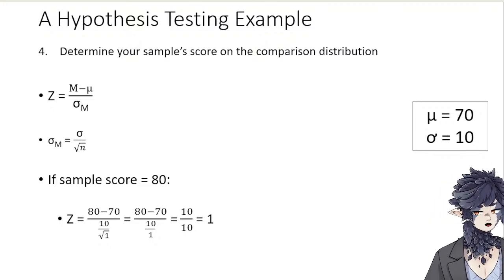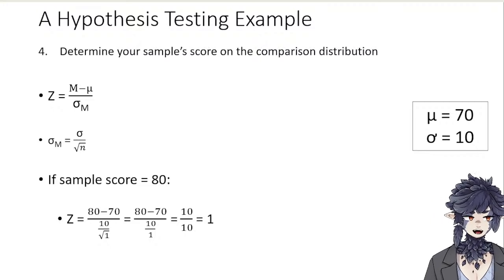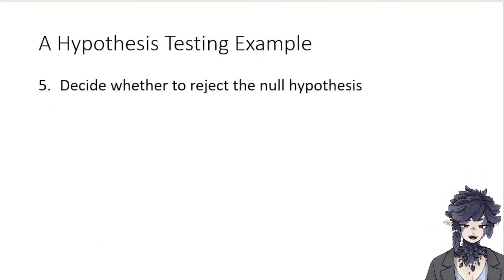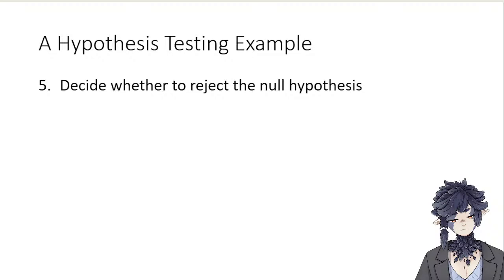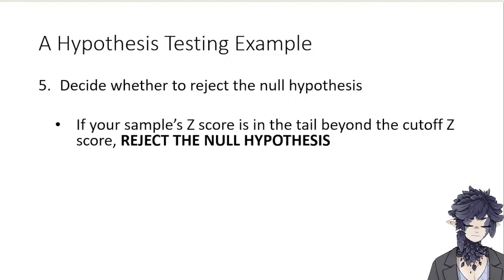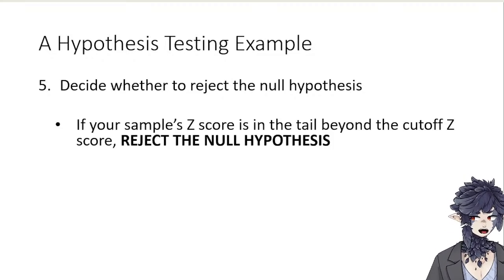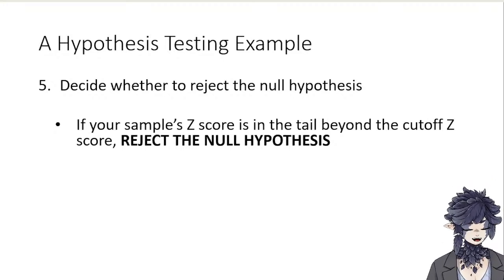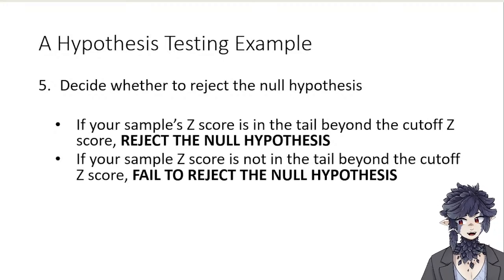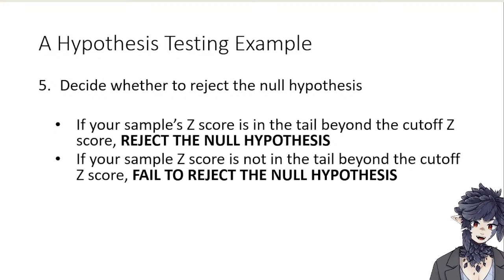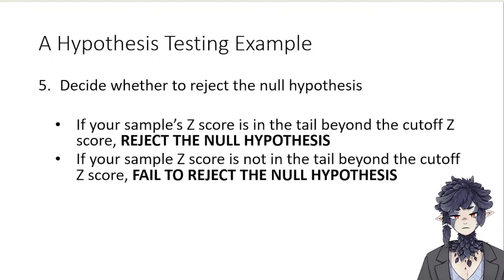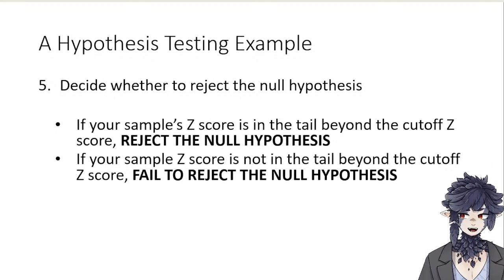Anyway, so we've established that the z-score for our sample mean is 1. Our sample mean is 1 standard deviation above the population mean, which means we can move on to step 5. We need to determine if we can reject the null hypothesis. Remember, if our sample z-score is in the tail beyond our cutoff, we can reject the null and conclude that our intervention did change people's happiness. If our sample z-score is not in the tail, it's closer to 0 than the cutoff, we have to fail to reject the null, and we can't conclude our intervention changed happiness.